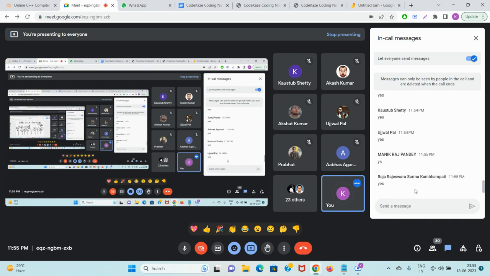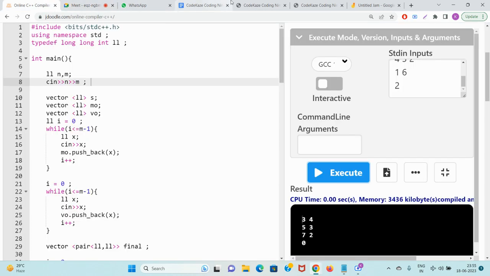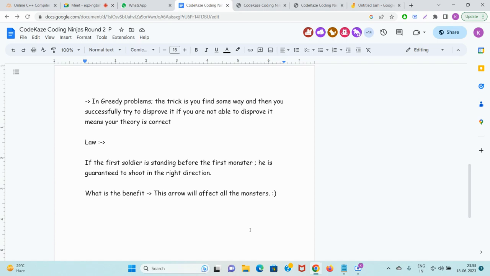Someone write yes. Okay. So now I'm confirming it, the second law. This arrow will affect all the monsters. Okay. So this is good.